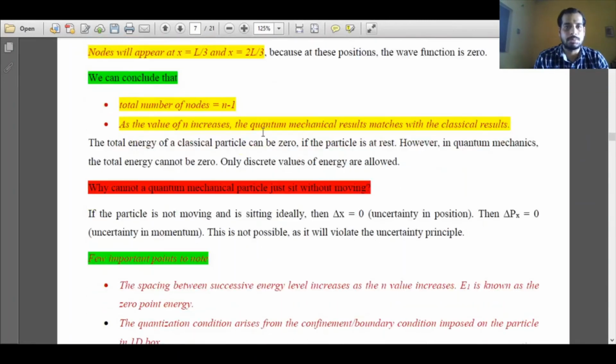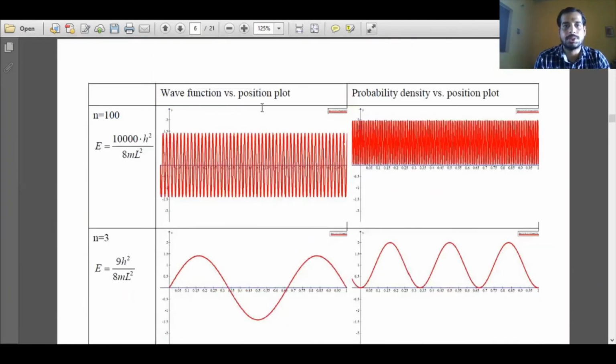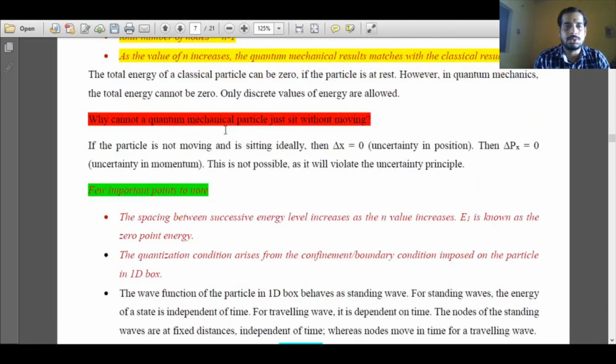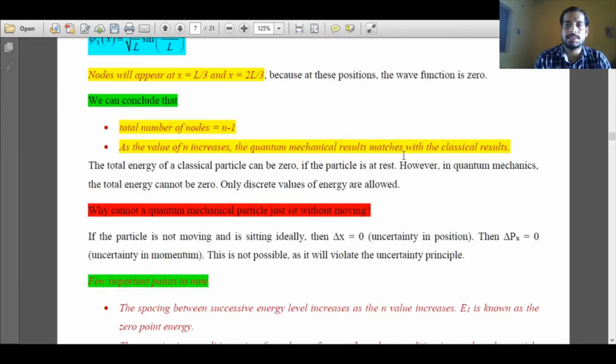So what are the conclusions that we obtained from understanding these graphs, that is, the wave function with respect to position and the probability density with respect to position? To summarize those conclusions, I can say the number of nodes, or the positions where the particle will not be found, is equal to n minus 1, meaning the eigenstate minus 1. If it is the third eigenstate, then the number of nodes will be 2. If it is the 10th eigenstate, the number of nodes, or number of positions where the particle will not be found, is 9. As the value of n increases, the quantum mechanical result matches with the classical result.